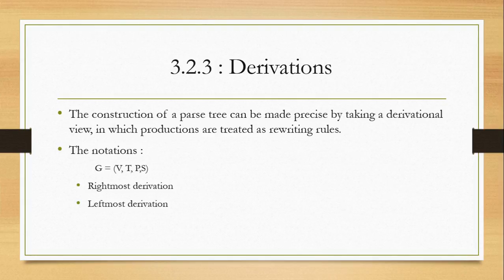Derivation. The construction of the parse tree can be made precise by taking a derivational view in which productions are treated as rewriting rules. The notation G equals V, T, P, S, or grammar equals variables, terminals, productions, and start symbol. We will use two types of derivation: the rightmost derivation and the leftmost derivation. In the rightmost derivation, the rightmost non-terminal is rewritten at each step, while in the leftmost derivation, a production is applied to the leftmost variable at each step.